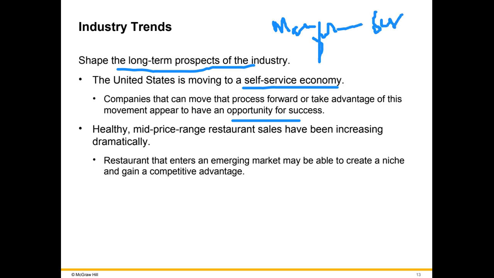This helped them a lot. All the manufacturing has moved to China and the rest of the world. Healthy mid-price range restaurant sales have been increasing dramatically in America, which means mid-size, healthy restaurants. A restaurant that enters an emerging market may be able to create a niche and gain a competitive advantage.